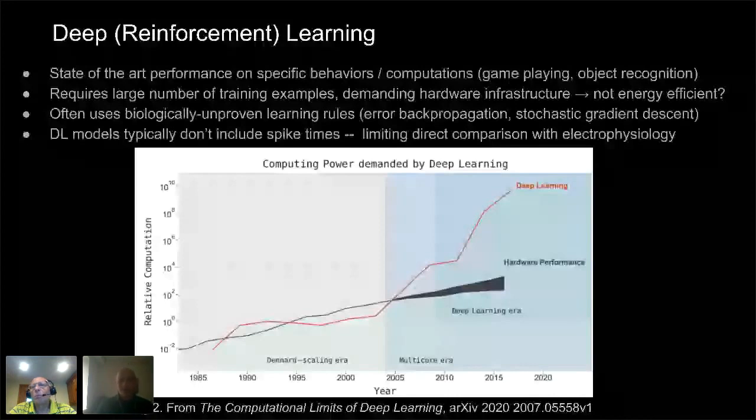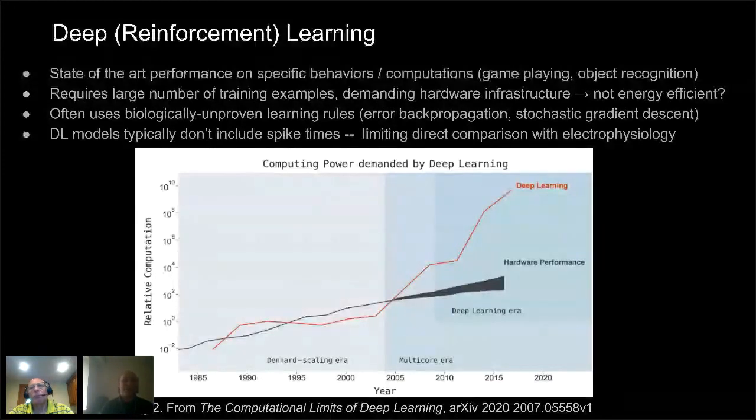So one of them is that they require huge database of training examples and pretty demanding hardware infrastructure. So it's not always so simple to run these algorithms, and that suggests that they might not be as efficient as they could be. That could be a hardware issue, but it could also be an algorithm issue itself. So there could be room to improve some of these algorithms. And they also use some biologically unproven learning rules, which are somewhat controversial whether they exist in biological systems and in the brain, like error propagation and stochastic gradient descent. So those are the traditional algorithms that have been used for these deep learning algorithms.